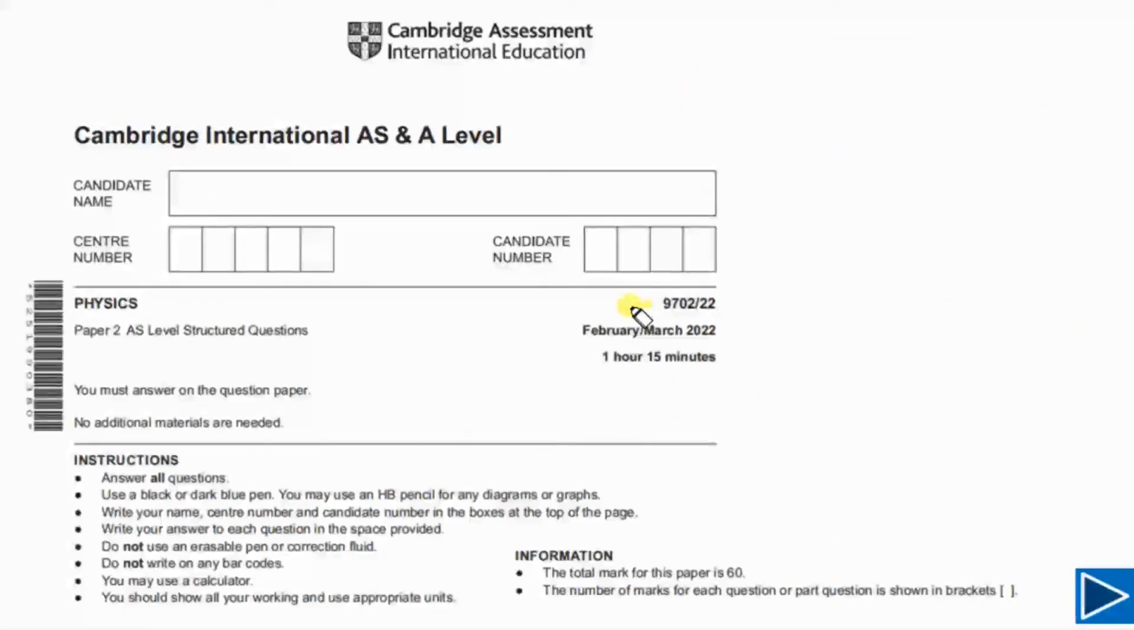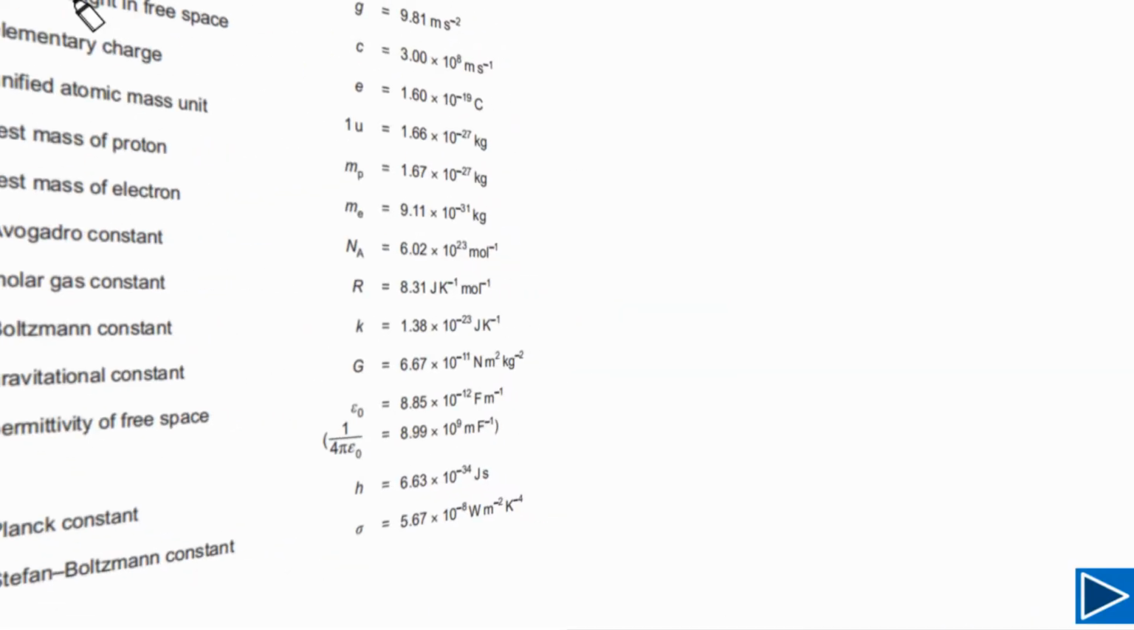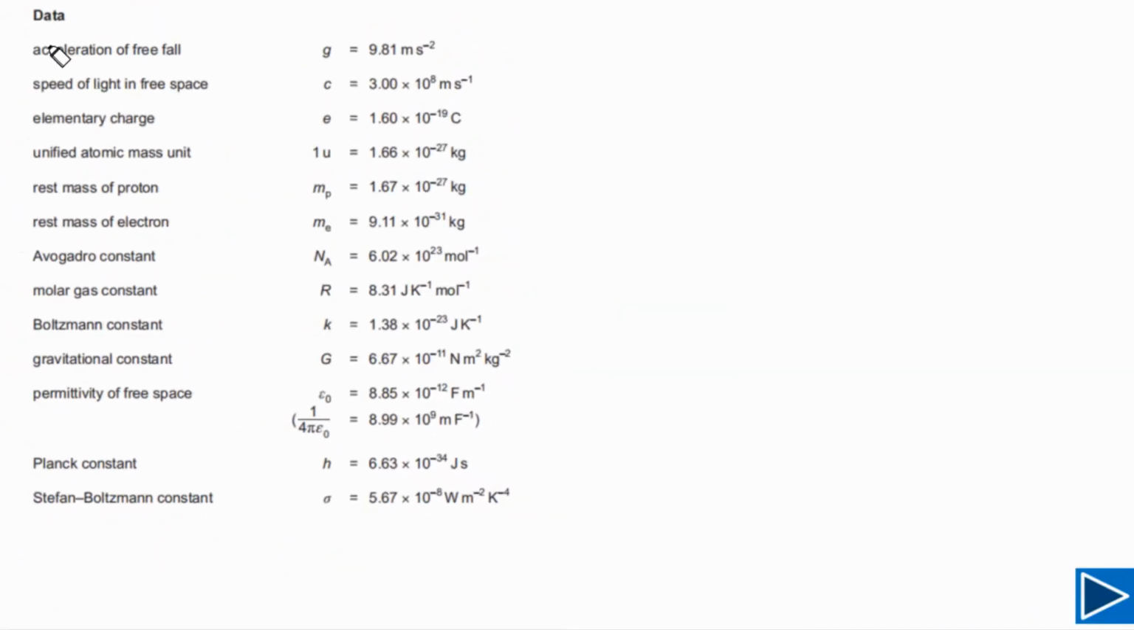In this lesson, we are talking about Paper 2 from March 2022, and the exam duration for this paper is 1 hour and 15 minutes, and the total mark for this paper is 6. On the second page of the exam paper, you can find some important constants and their values.